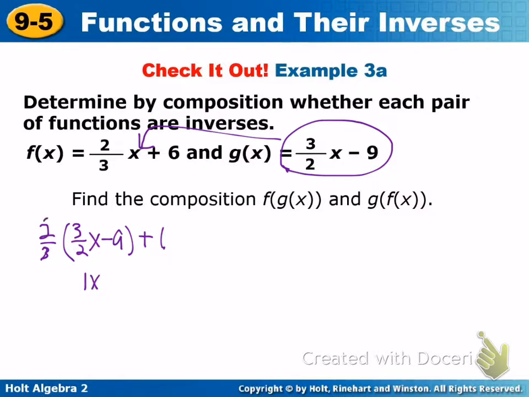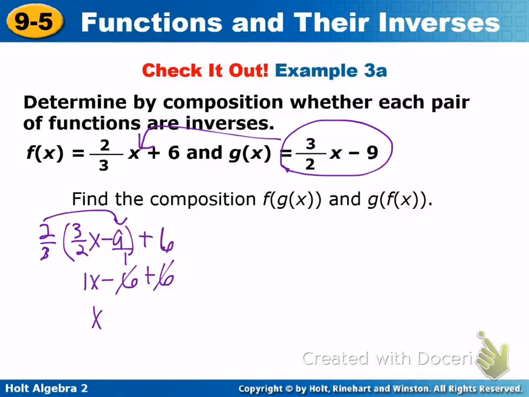All right, 2/3 times the negative 9. Put your 9 over 1. 2 times 9 is 18, divided by 3 is 6. So it'd be negative 6, plus 6. Cancel out. What are we left with? X. So that one works. Let's do the other one.